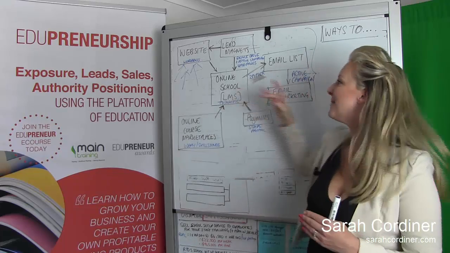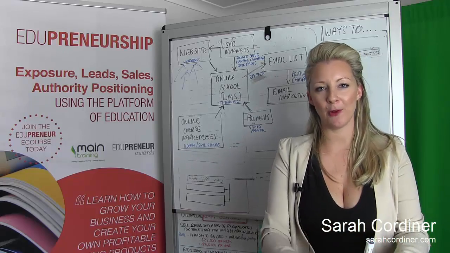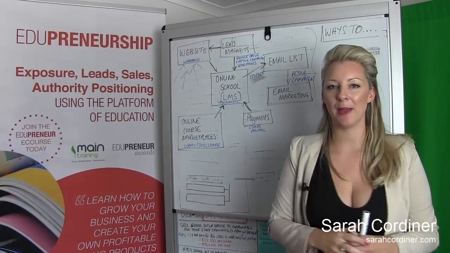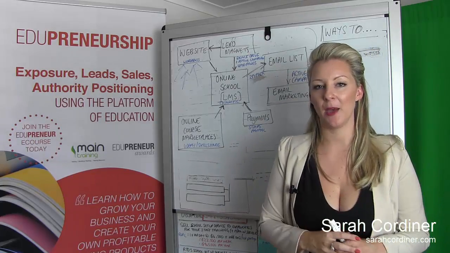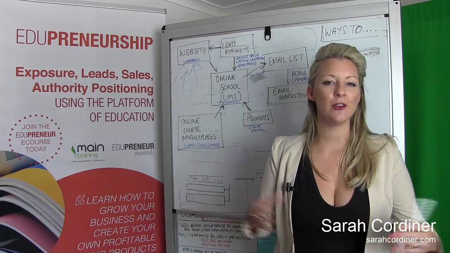So you can use your email marketing sequences to now automatically keep following up with your students. So you go into your email marketing campaign system, in my case, ActiveCampaign. You click on the automations button and you create an automation.